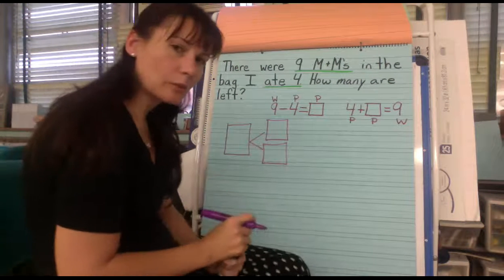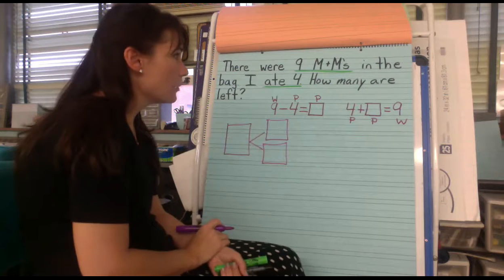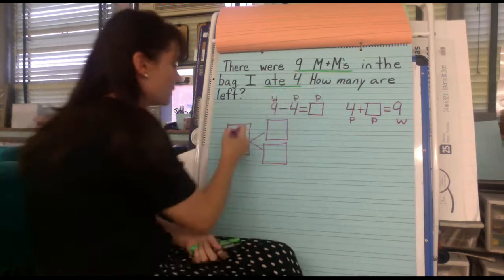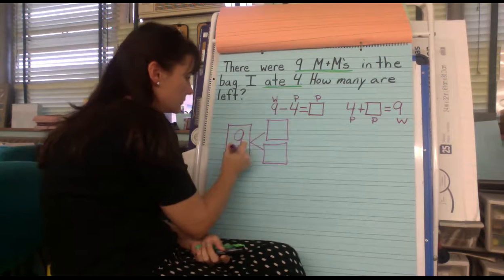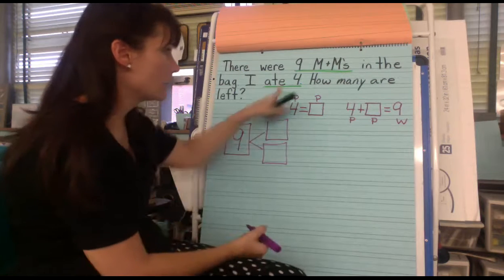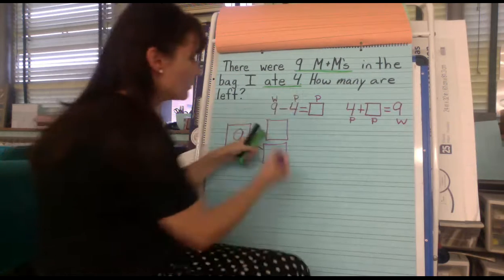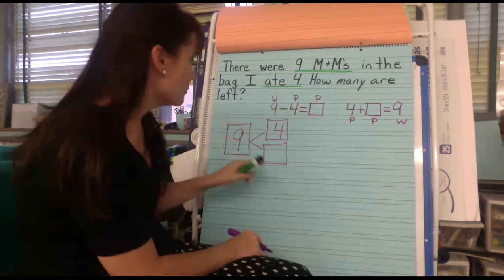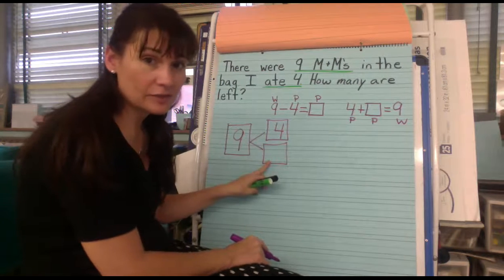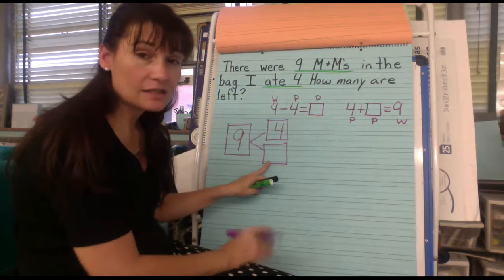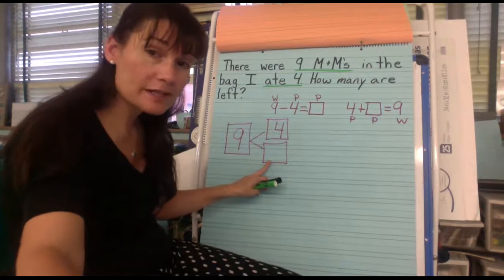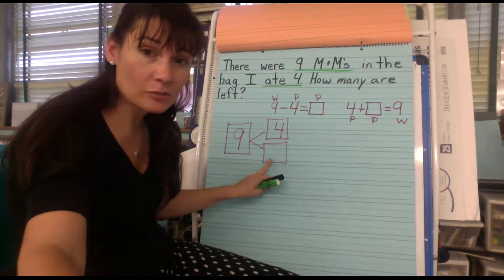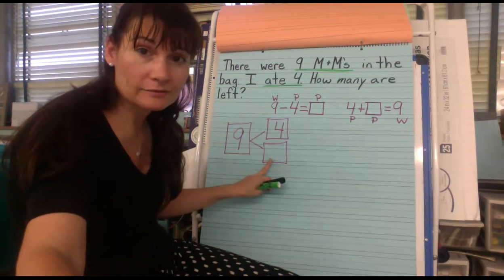Let's think about what we know. We know how many we started with, which is our whole. That would be 9. We know how many we ate, so that would be my 1 part. But what we don't know is how many are left. Take some private think time, press pause, and when you have answered your equation and your model, hit play.